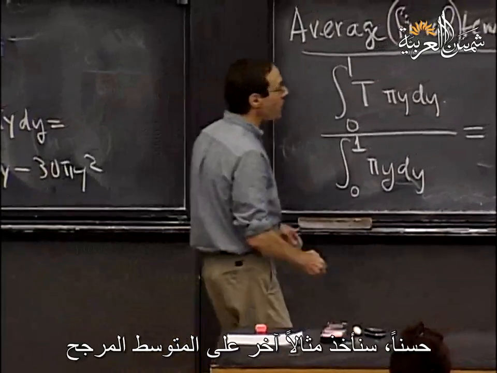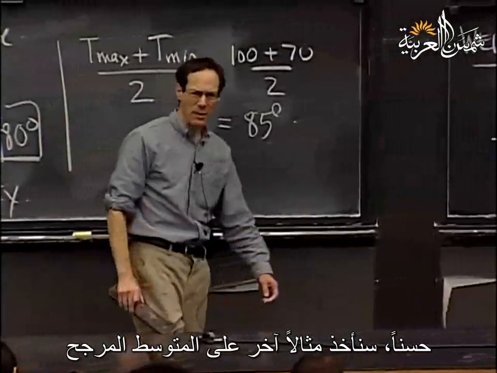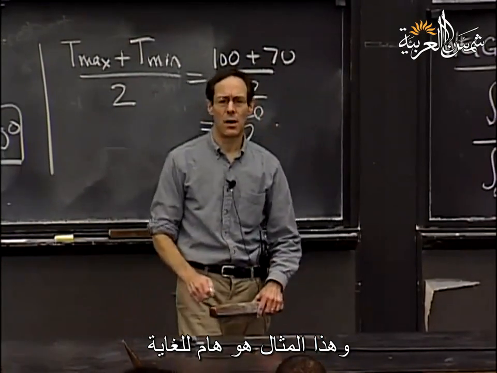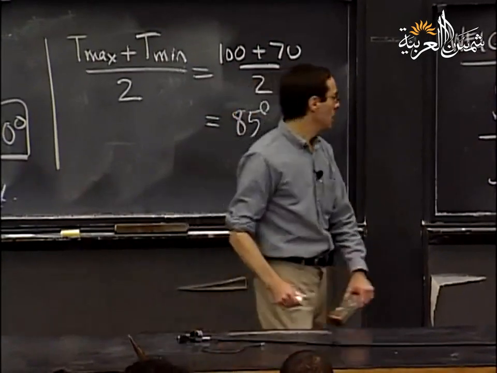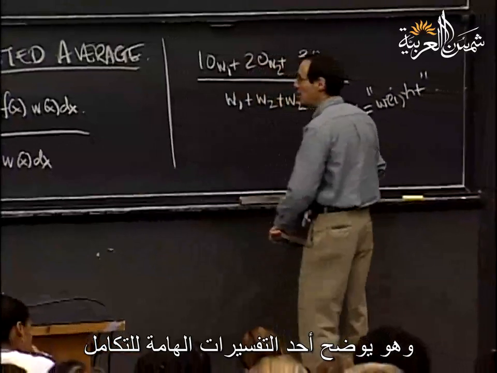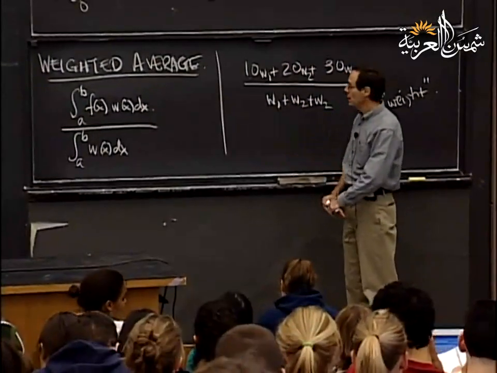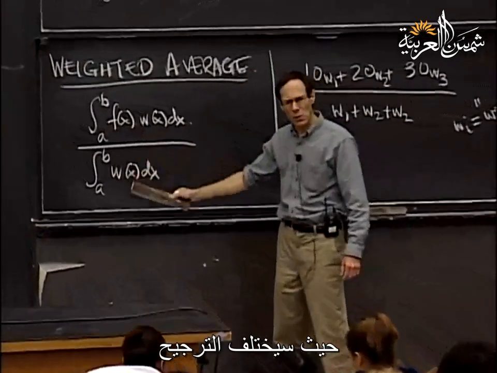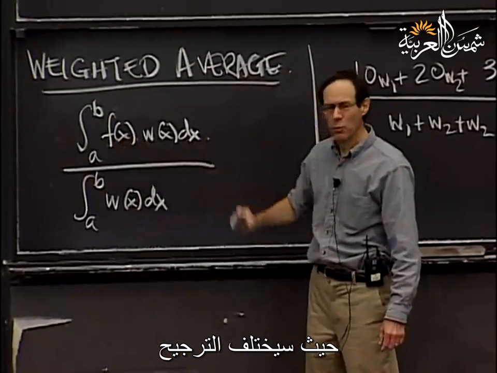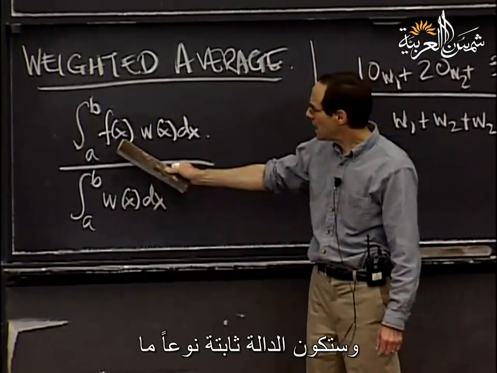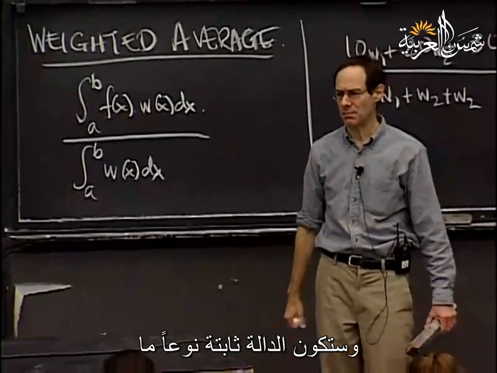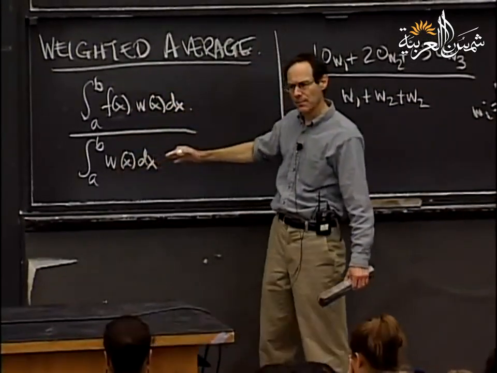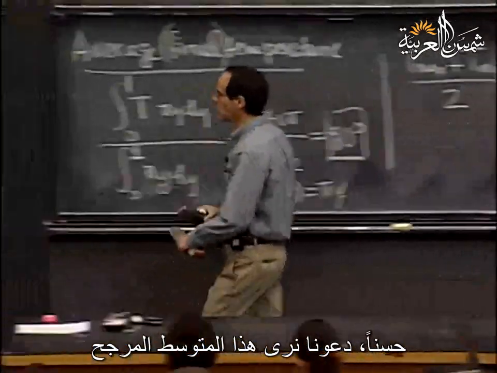All right, so now I'm going to do another example of weighted average. And this example is also very much worth your while. It's the other incredibly important one in interpreting integrals. And it's a very, very simple example of a function f. The weightings will be different, but the functions f will be of a very particular kind. Namely, the function f will practically be a constant, but not quite. It's going to be a constant on one interval and then 0 on the rest. So we'll do those weighted averages now.